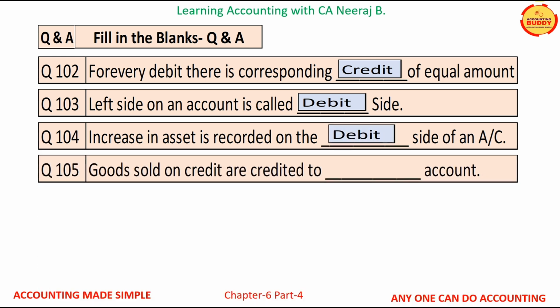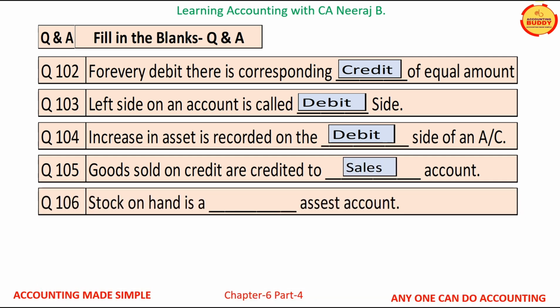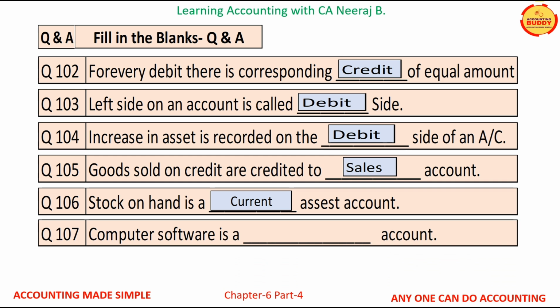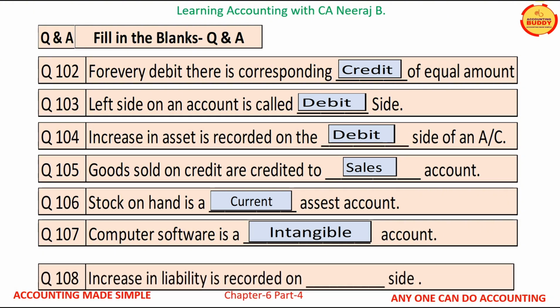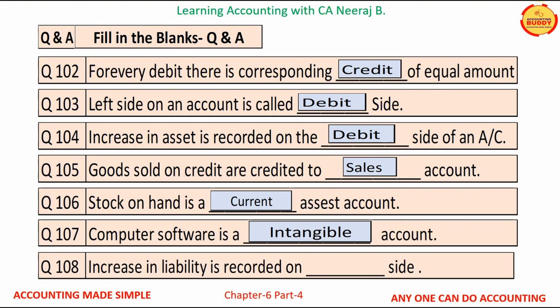Question number 105 is goods sold on credit are credited to dash account. The correct answer is sales account. Question number 106, stock on hand is a dash asset account. The correct answer is current asset account. Question number 107, computer software is a dash account. The correct answer is intangible account. Question number 108, increase in liability is recorded on dash side. The correct answer is credit side.